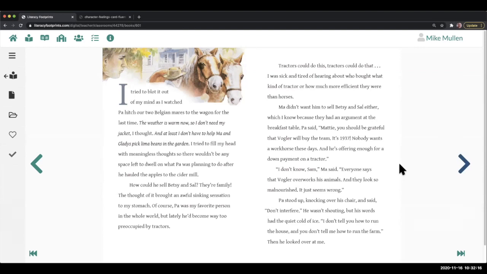Now, what we want to do right now is look at Paul's feelings. Okay? Because Paul's feelings have changed over the course of one page. What is happening? Paul is preoccupied by the thought of getting a tractor. Why? Because it makes a more efficient farm, okay? Less time to do the same work. Better results.